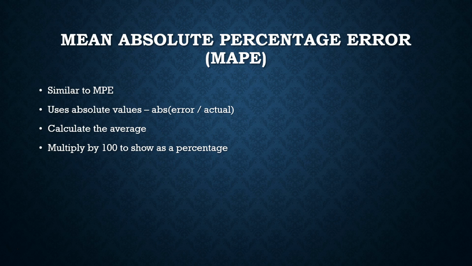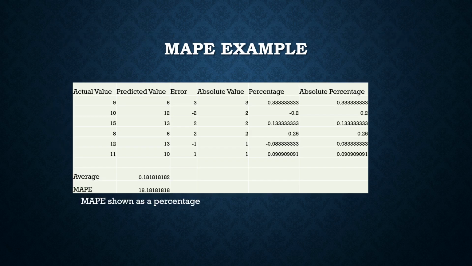Here we just do that as a matter of course. So here's our example, actuals and predicteds. We get our errors, and we have our absolute values again. Now what we're going to do is take the absolute error and divide it by the actual value, and we're going to get positive values.